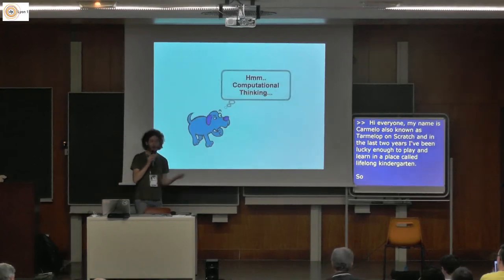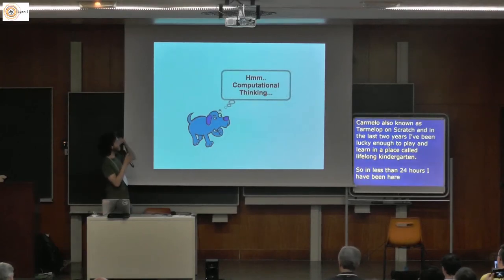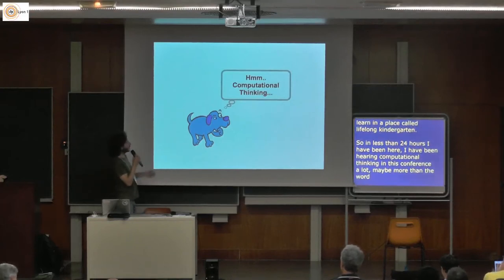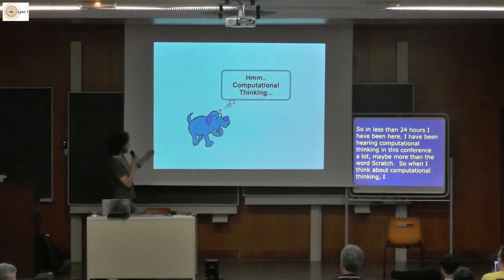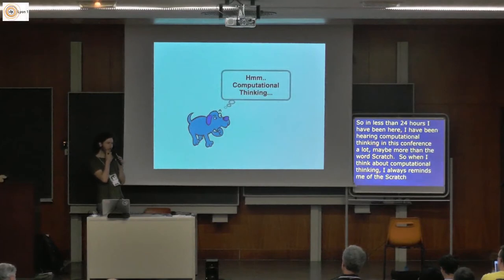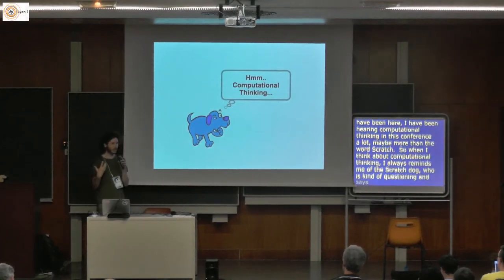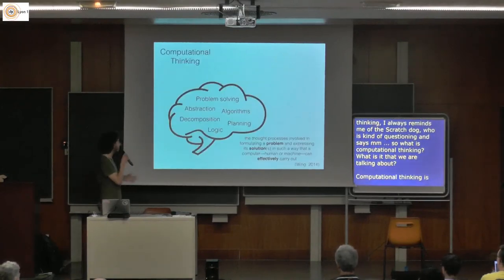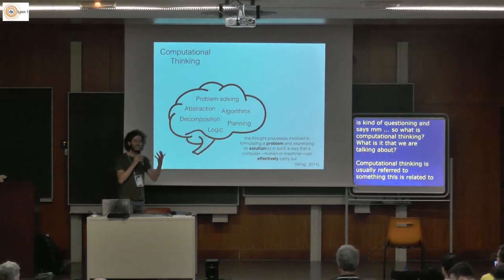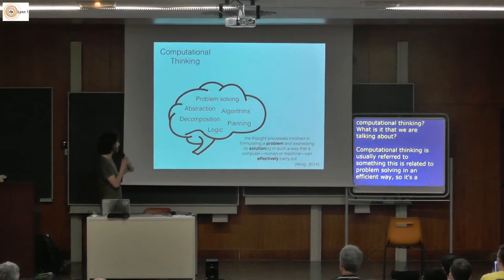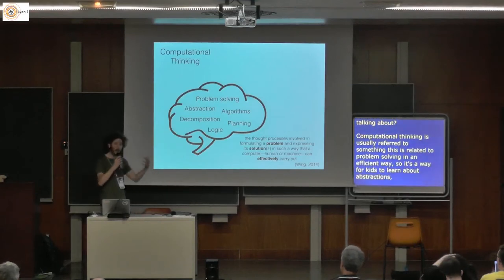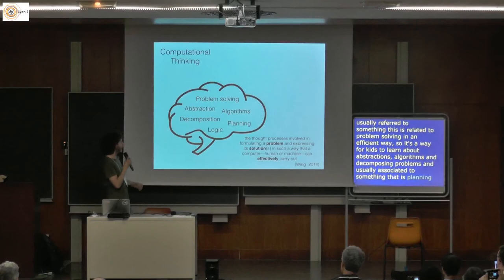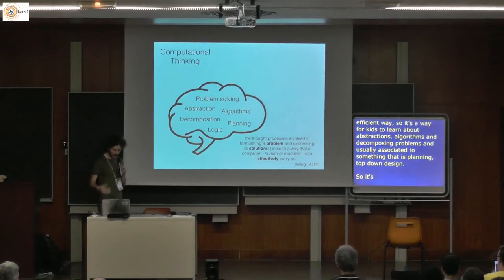In less than 24 hours that I've been here, I've been hearing computational thinking in this conference a lot, maybe more than the word Scratch. So when I think about computational thinking, I always remember the Scratch dog, who's kind of questioning and says, so what is computational thinking? What is it that we are talking about? And computational thinking is usually referred to as something related to problem solving in an efficient way. So it's a way for kids to learn about abstractions, algorithms, and decomposing problems. And it's usually associated with planning, top-down design. So it's about problems and solutions and efficiency.